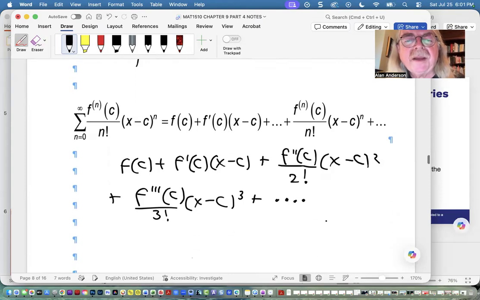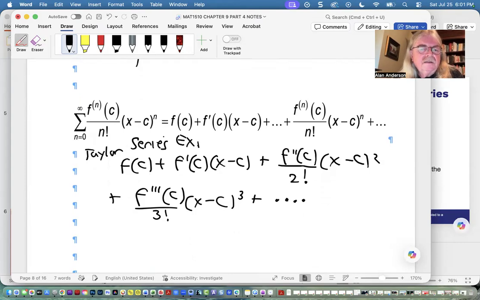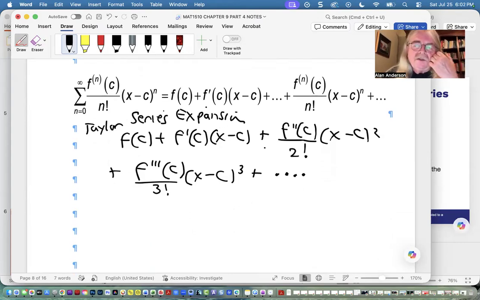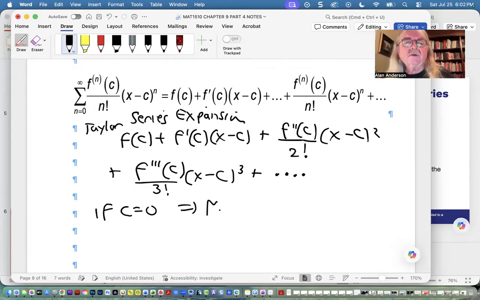All right, so I hope the pattern is more clear by writing it that way. In practice, we rarely have to go out past the squared term, but you never know what you might run into. So this is a Taylor series expansion. And you can use it to essentially approximate any polynomial you might run into. The number of terms you use depends on how much accuracy you really need. If c is equal to 0, which is the center, then this is known as a Maclaurin series.